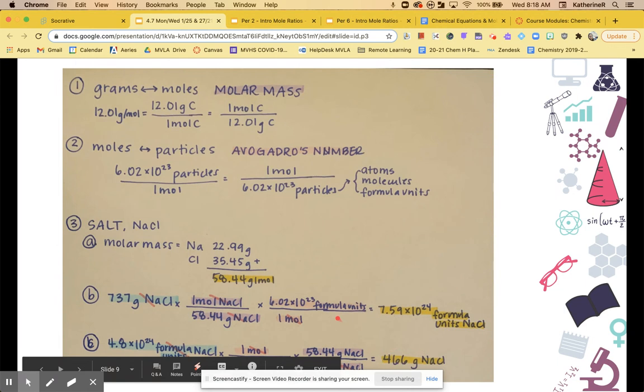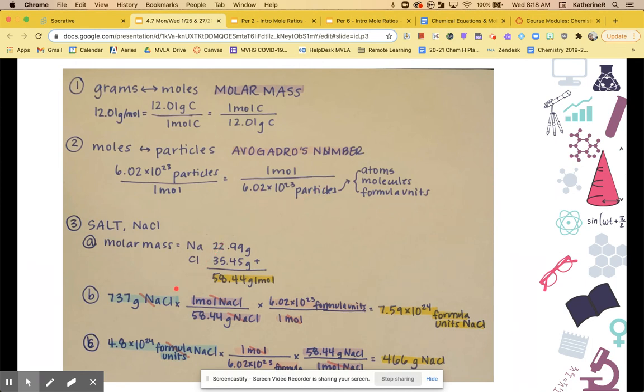The other thing is that for number 3 and for number 4, they talk about formula units. And if you remember, basically formula units are just a type of particle, but for ionic substances rather than molecules, which we use for covalent substances. Okay, and so when it asks for the number of formula units, or it gives you a number of formula units, you can just think of that as particles, okay? And anytime we have particles, we can use Avogadro's number.